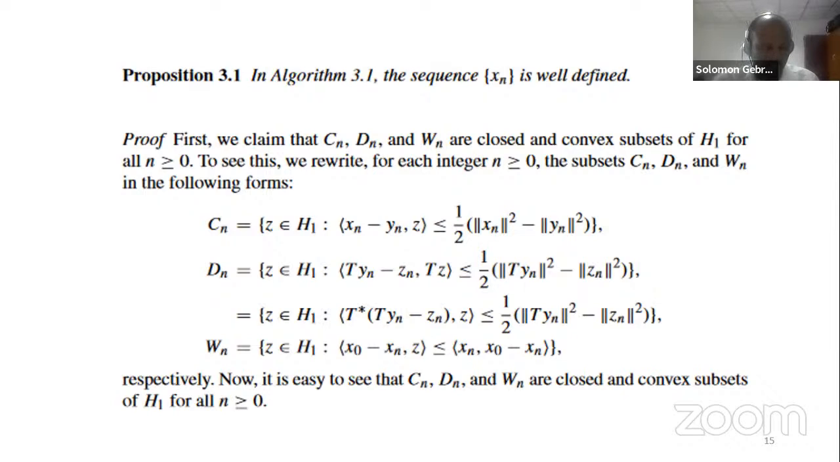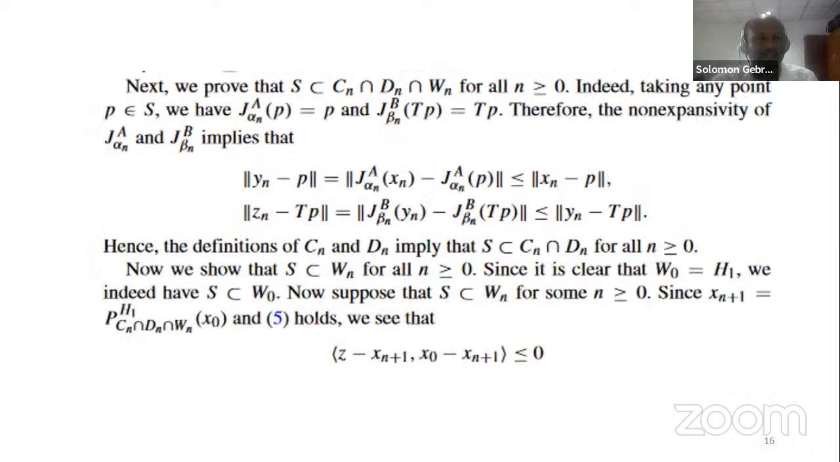To show convexity, we take two elements x and y, and we show that (1 − λ)x + λy is again an element of the set, where λ is an element of the closed interval [0, 1]. So based on these two definitions, we can show that it is a closed and convex set. The next task is to show that this set is non-empty.